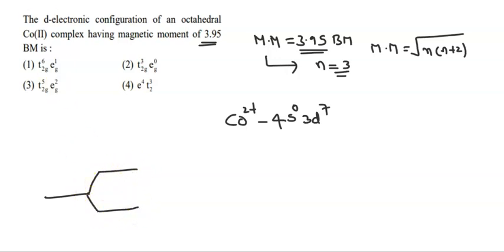According to crystal field splitting energy, t2g orbitals are present at the bottom and eg orbitals are present at the top. If it is a weak field ligand: first electron, second electron, third electron, fourth electron, fifth electron, sixth electron, seventh electron, 3 unpaired electrons are there. So which is having the configuration t2g5 and eg2? The t2g5 eg2 configuration is there in option 3, which is the correct answer for the given question.